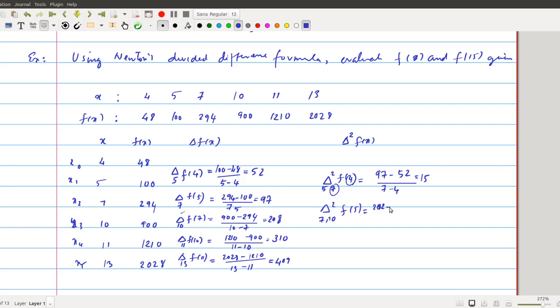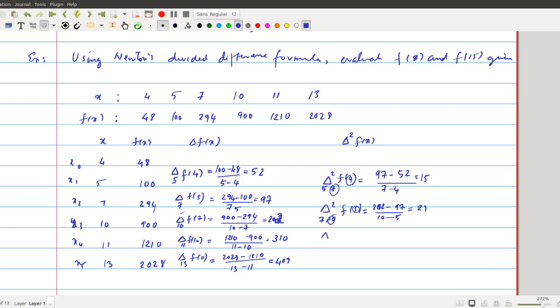Similarly you can evaluate delta square of 7 10 f of 5, so that will be 208 minus 97 divided by 10 minus 5, which is equal to 21.